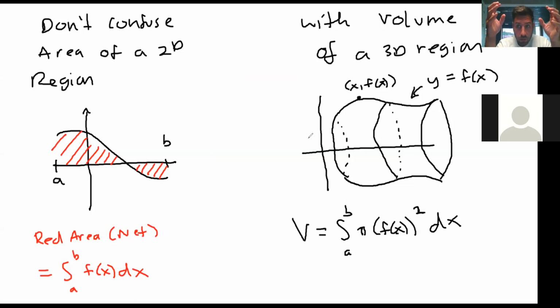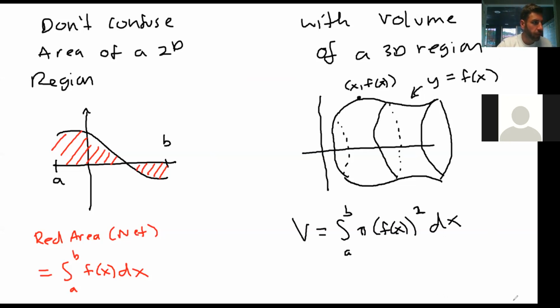Now you can imagine, I could take that red region that's on the left and rotate it to get a solid. And if I use the correct formula, the formula on the right, I would get the volume of that solid. Think about it. If I took this red region and rotated it, I would get a solid. It'd be an interesting looking solid, because what would it look like?